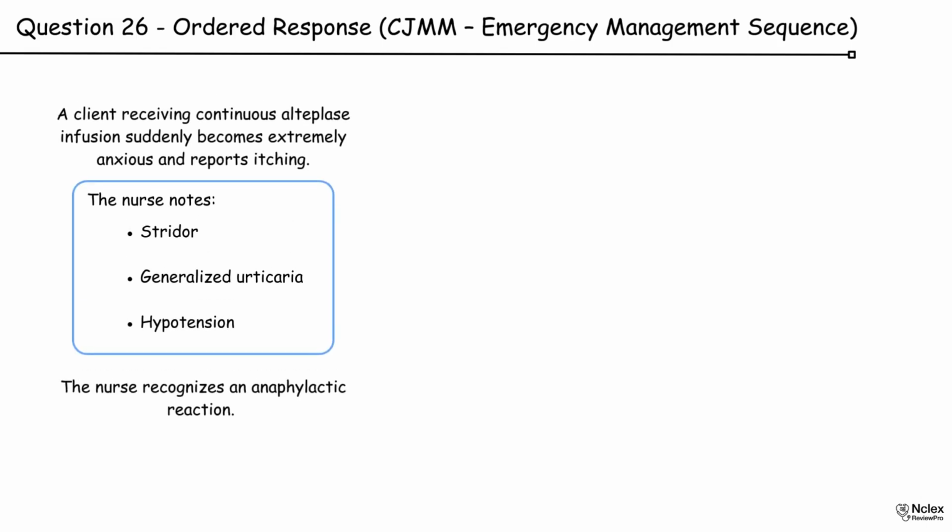Question 26. This is an ordered response question focused on emergency management of an anaphylactic reaction. A client receiving a continuous alteplase infusion suddenly becomes extremely anxious and reports itching. The nurse notes stridor, generalized urticaria, and hypotension. The nurse recognizes an anaphylactic reaction. Now place the following nursing actions in the correct order.